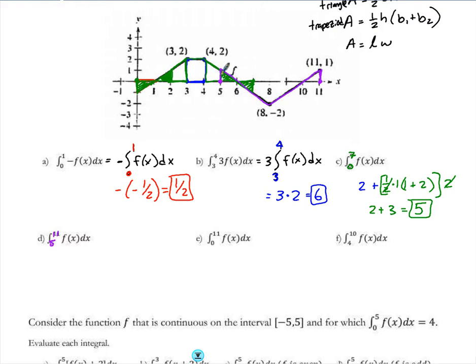This triangle right here in purple is going to cancel with the area of this triangle right here, since one's positive, one's negative. Same thing's going to happen here and here. What I'm left with is this integrand from 7 to 9. So I can say that this is equal to the integral from 7 to 9 of f of x dx.